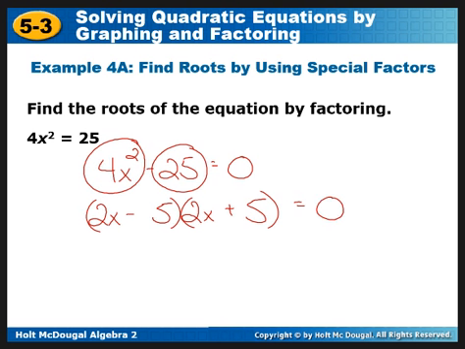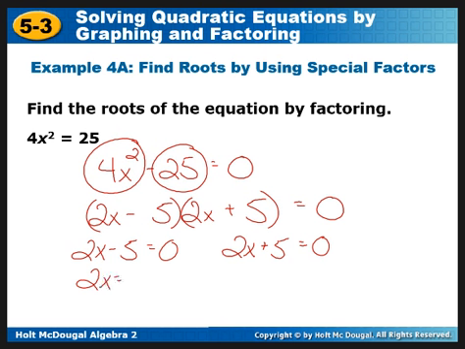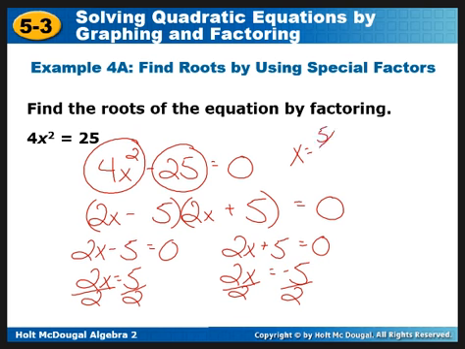Now because I have a number in front of the x here, what you're going to notice is if I add 5 over here, 2x is going to equal 5, and over here 2x is going to equal negative 5. I'm going to end up with fractions as answers. That's fine. So in this case, I'm going to have x equals 5 over 2 and x equals negative 5 over 2.